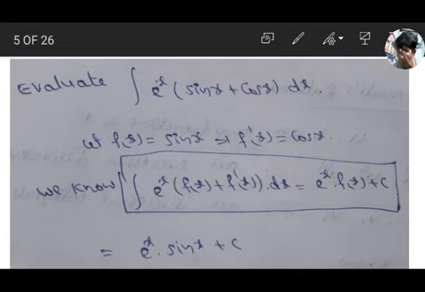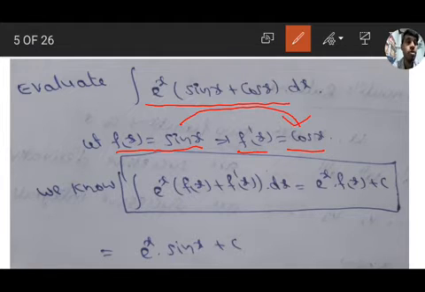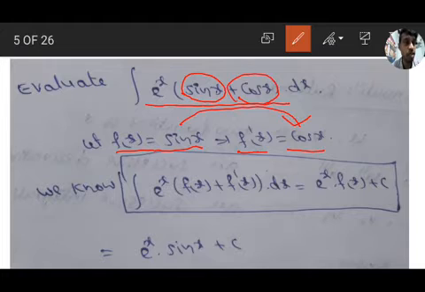First one, evaluate integration e to the power of x into sin x plus cos x dx. So let f of x equal to sin x, then f dash x, its derivative, sin x derivative is cos x. So the integration is of the form where we took this as f of x and got its derivative f dash x, means it is of the form integration e to the power of x into f of x plus f dash x.